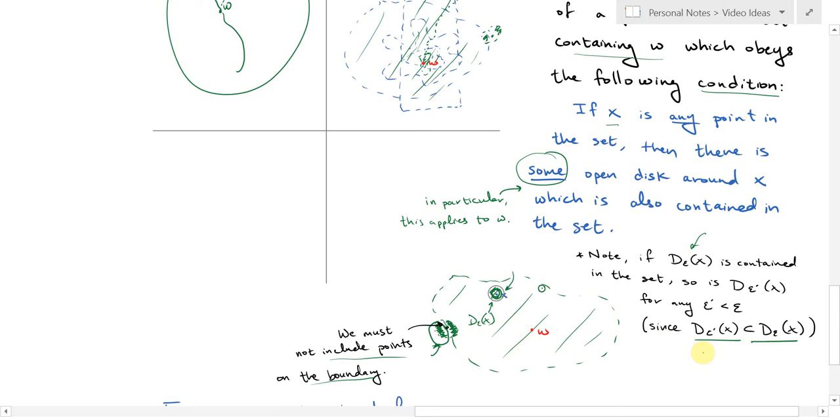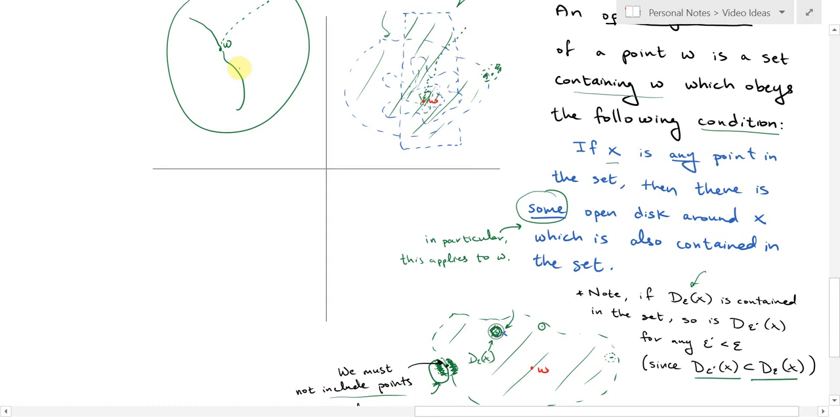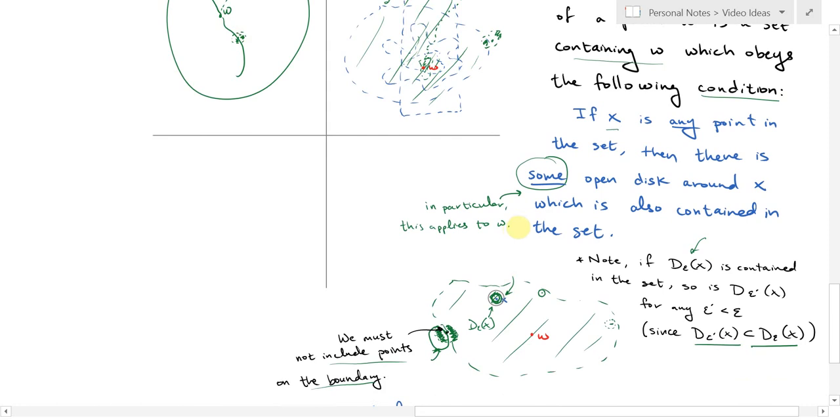But this is the definition. A set is an open neighborhood of W if you can pick any point in that set and find some, potentially very small, open disk centered at that point contained completely in your set. So in particular, this little curve I've drawn up here does not work. Because if you pick any point, it contains some points, but it also contains all these points that are not on the curve. So curves don't really work.